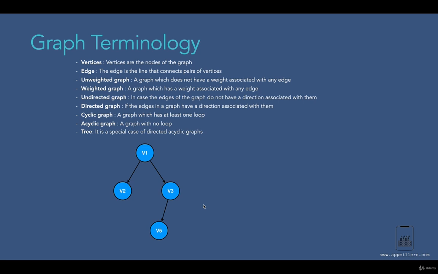Now with this, we have concluded all terminologies that are related to graph. So in this lecture, we have discussed these terminologies by showing them one by one with example. So hopefully everything is clear about graph terminology.